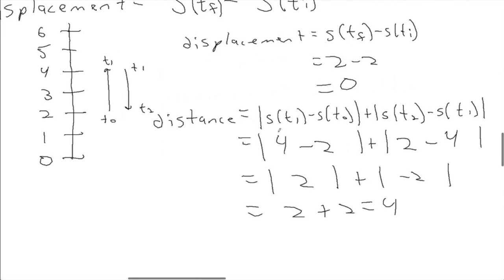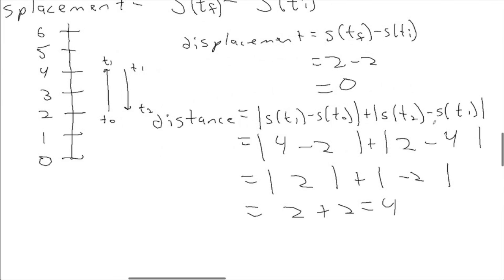Because while it's moving in one direction, you have to treat that separately from when it's moving in the other direction. Otherwise, you'll accidentally miscount the distance. You'll treat it like a displacement.